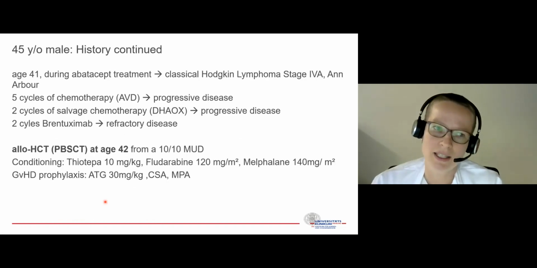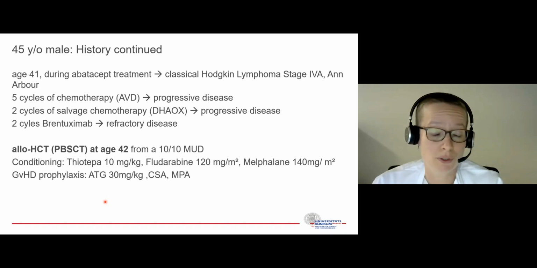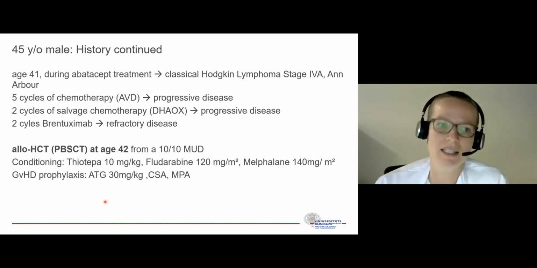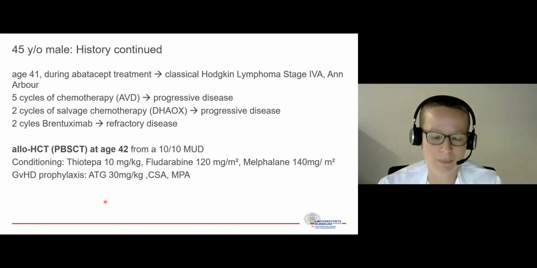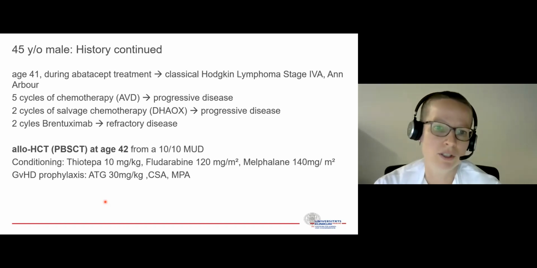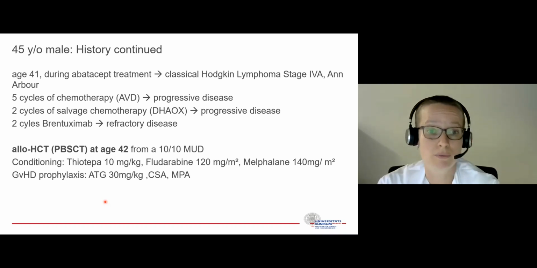In the next slide, we can see that unfortunately, at the age of 41, during abatacept treatment, he was diagnosed with classical Hodgkin lymphoma of stage 4. It was not EBV associated. Then he went on to conventional chemotherapy treatment. He had progressive disease to the first-line treatment, progressive disease to the second-line treatment, and he was also refractory to brentuximab treatment. So he was a 41-year-old male in good condition, but with refractory lymphoma.